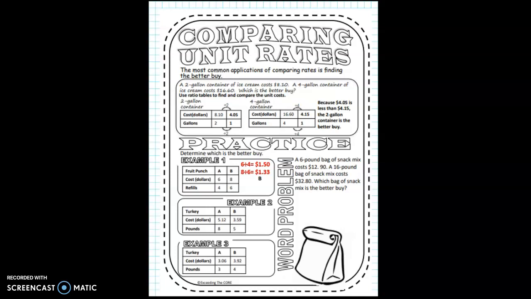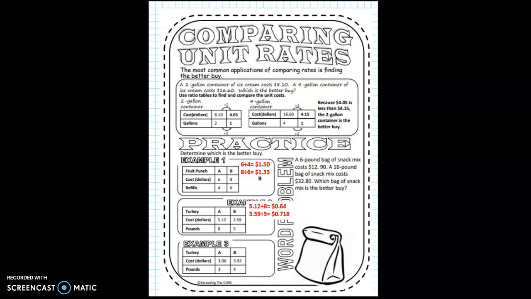The next example is a turkey. One turkey, turkey A, costs $12 for 8 pounds. Turkey B costs $3.59 for 5 pounds. Take the cost of the turkey divided by the pounds.